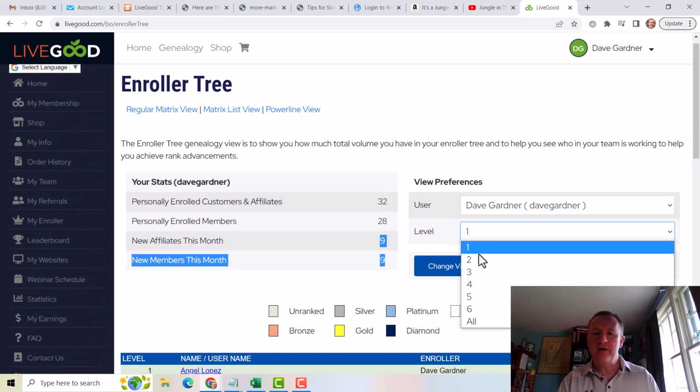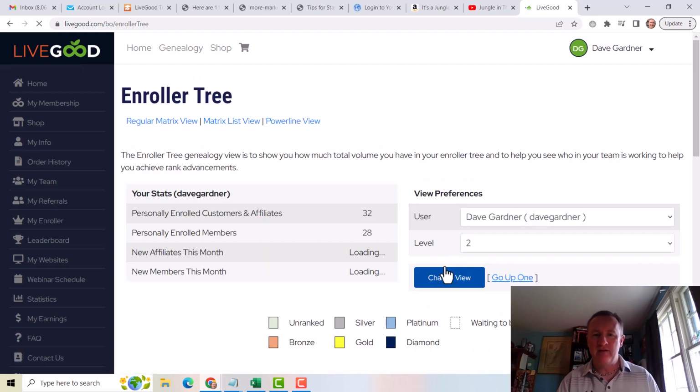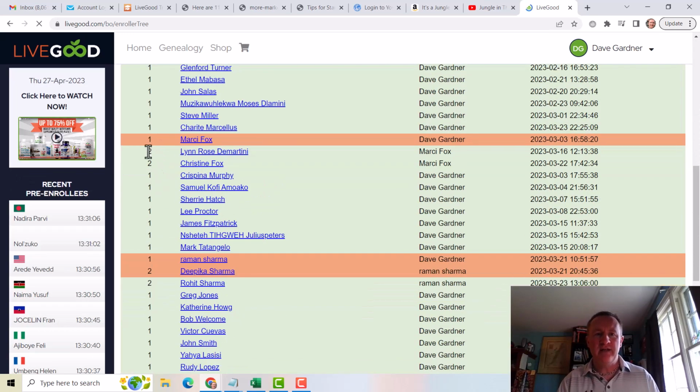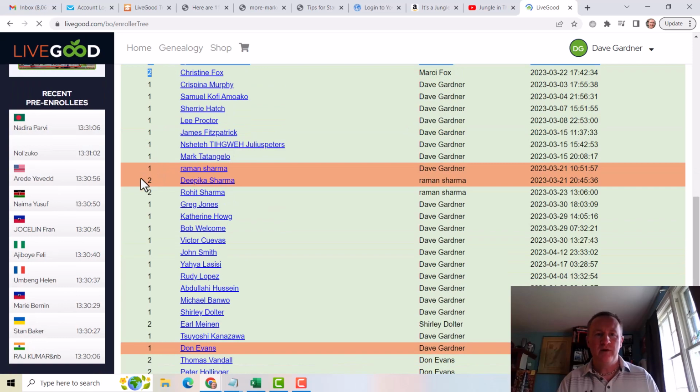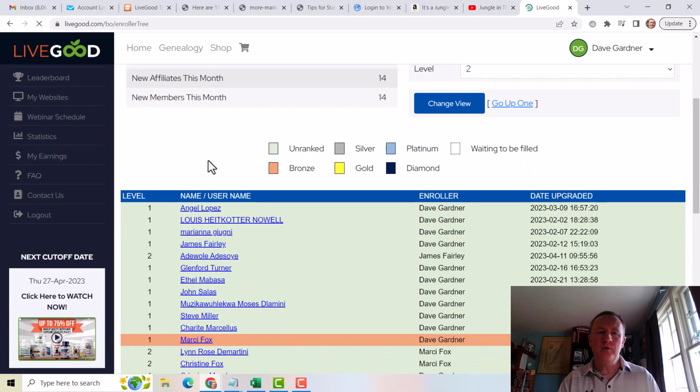But if I want to go down and see 2 levels, I want to see who they sponsored down 1 level. Notice now we'll start to see there's a 2 there and a 2 there. There's a couple 2s there, couple 2s there. And so what we can see is who is sponsoring who.